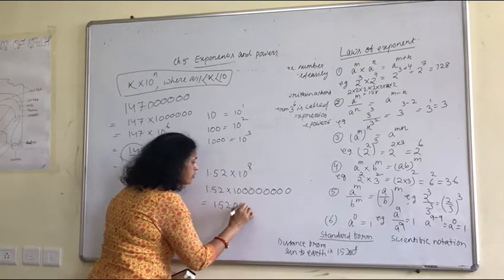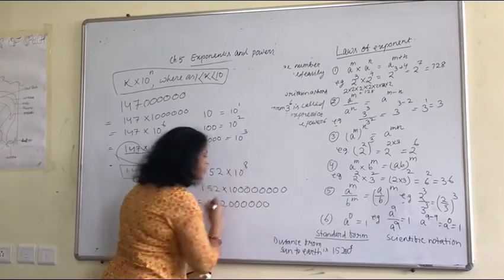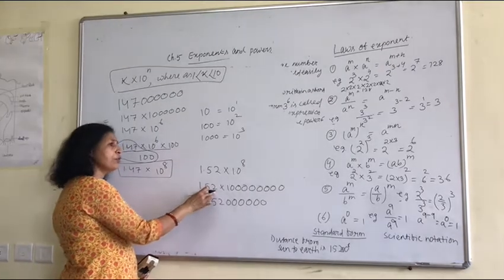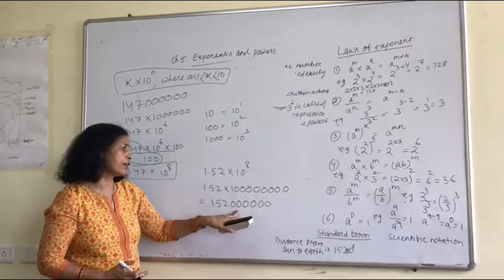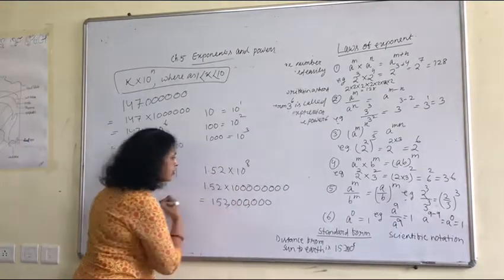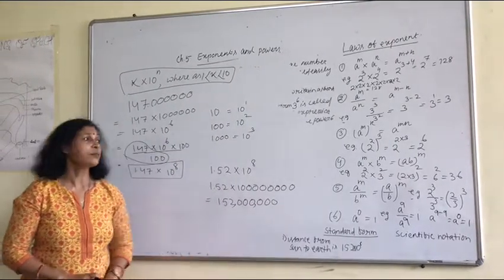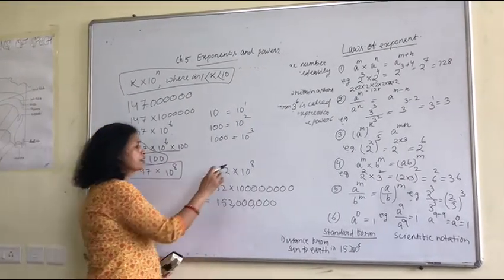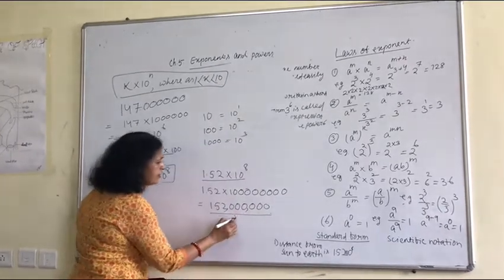So 152, then 1, 2, 3, 4, 5, 6. The decimal place shifted 2 digits, so here 10 to the power 6, so there are 6 zeros. So 152 followed by 6 zeros: 152000000. Clear? This is the scientific form, and this is your standard form. Clear?